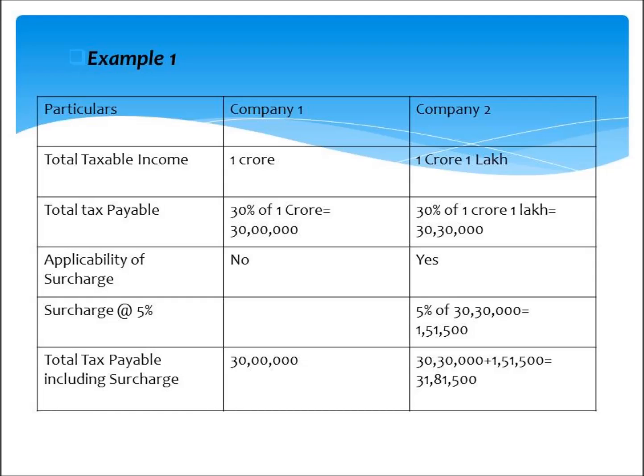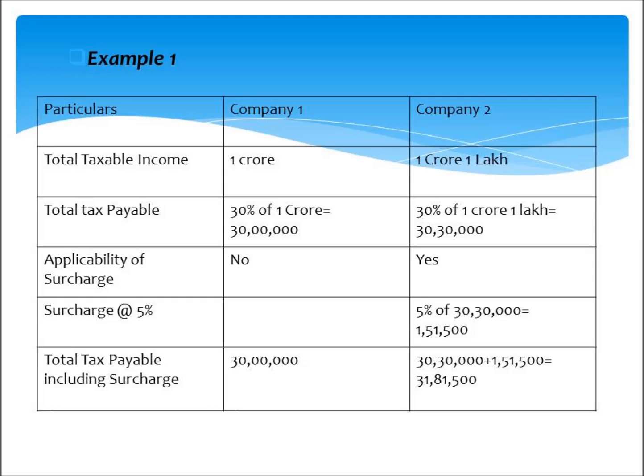5% of the income tax payable. The income tax payable we calculated as 30 lakhs 30,000. So the 5% of it will be 1,51,500. So Company 2 is liable to pay surcharge at the rate of 5% along with the income tax at the rate of 30%. So the total tax payable including surcharge for Company 2 will be 31,81,500, and for Company 1, as there is no surcharge, the total tax payable will be equal to 30 lakhs only.